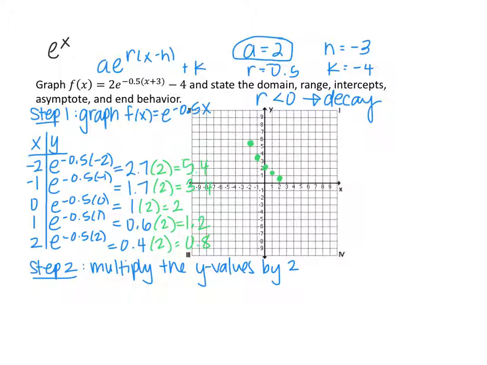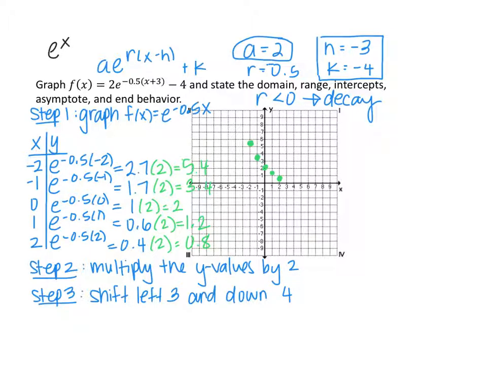And then the last step is to shift the graph. And we look at the h and k values. H is negative 3. We're going to shift to the left 3, and k is negative 4. We're going to shift down 4. Okay, so I'm just going to start with the point furthest to the left, the negative 2, 5.4. I'm just going to count that over left 3 and down 4. And it's going to end up right here. I'm going to do that with the rest of the points. And there's where they end up.